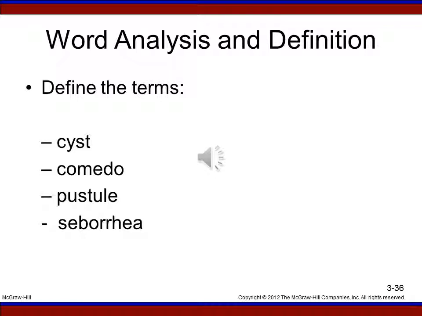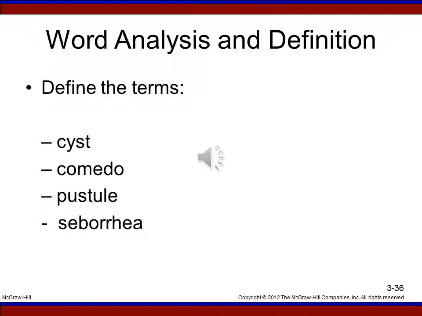As we said in the previous slide, comedo is a whitehead or a blackhead. It's produced when too much sebum and too many keratin cells block the hair follicles. And a pustule is a small protuberance on the skin containing pus. Hence the word pustule has pus right in it.